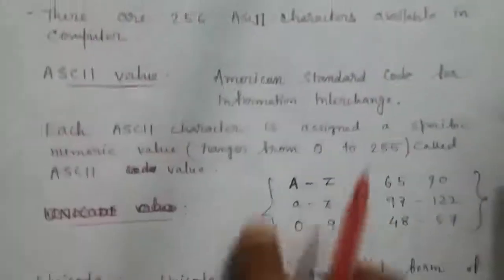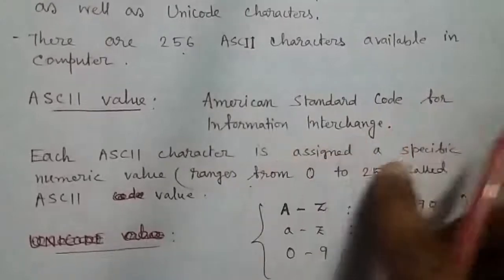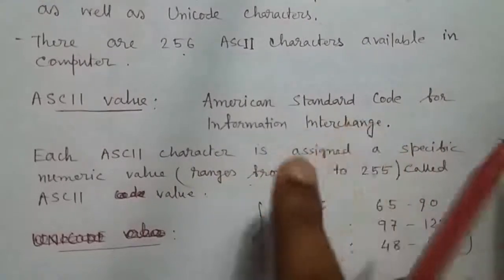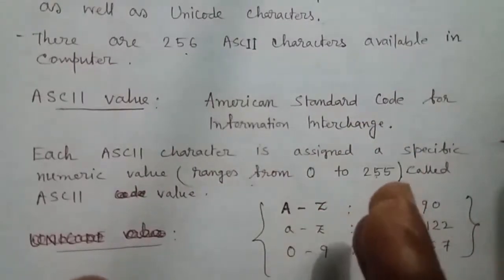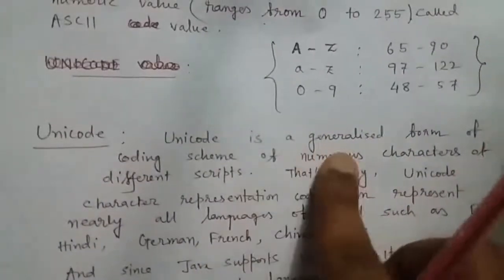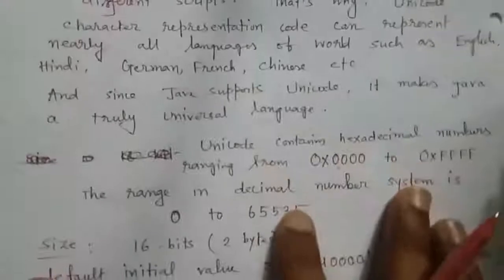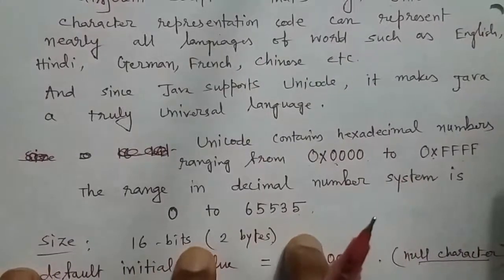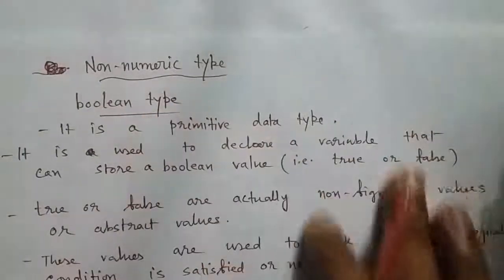Now one thing I need to tell you about the size, 16 bits for 2 bytes. ASCII characters need only 8 bits in memory, but Unicode characters, as these are hexadecimal values, need 16 bits, and that's why overall for the char data type 16 bits are reserved in memory. Okay, now all numeric data types are discussed.